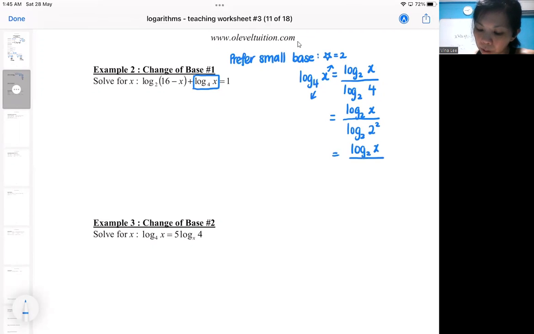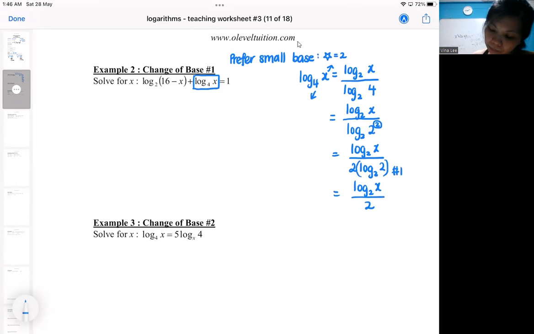If you look, you can bring down the power. By now, you should be familiar with the evaluation of such a logarithm. So this is the use of rule number 1. If you successfully do a change of base, you will get this.